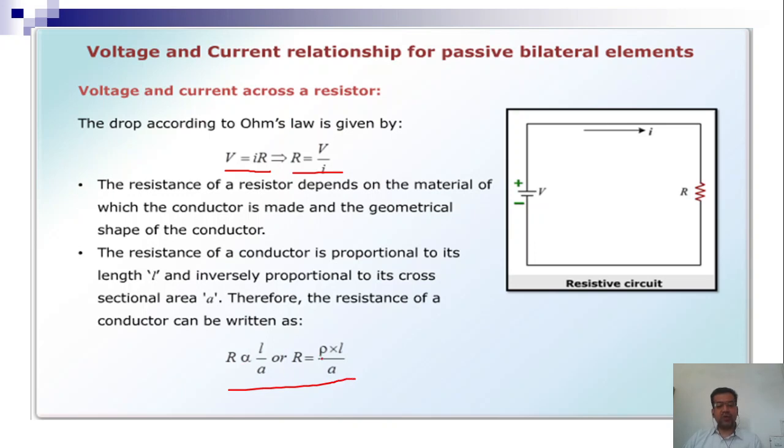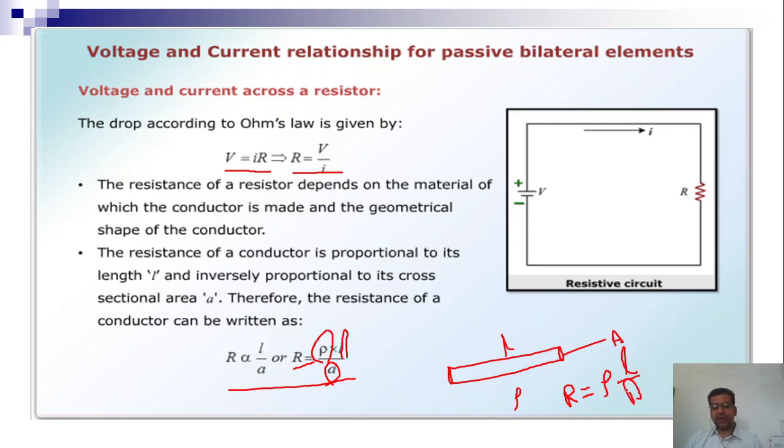So this is R is equal to rho L by A. Specific resistivity, the length of the conductor, and the area of cross section. If you take any conductor like this, you need to find out the area of cross section and the length. If you know the material of which the conductor is made, that is called the specific resistivity of the material, then you can easily tell that the resistance offered by the material is given by the law of resistance: rho, the specific resistivity, into L by A.